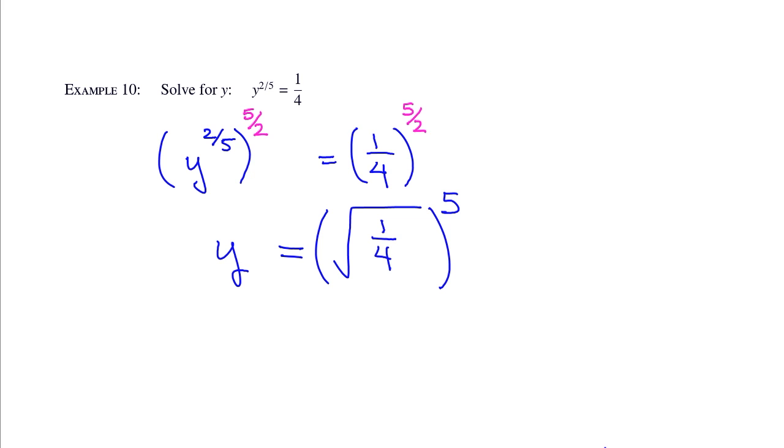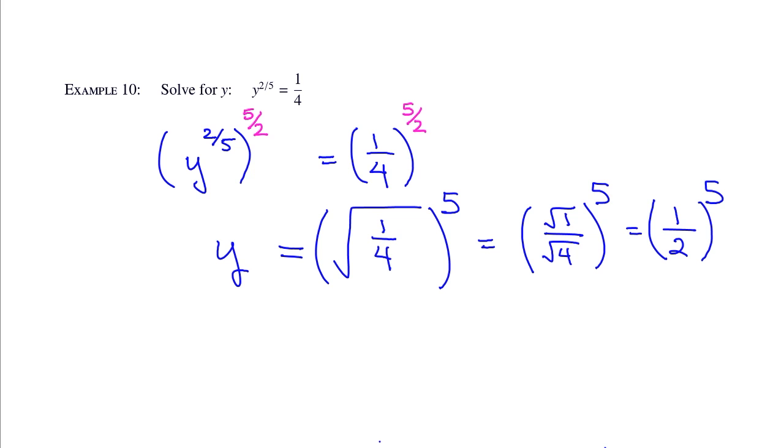When you take the square root of a fraction, you take the square root of the numerator and the square root of the denominator. The square root of 1 is 1, the square root of 4 is 2, and then we raise that to the 5th power. And then when you raise a fraction to a power, you split that power up among both the numerator and denominator. So we get 1 to the 5th is 1, and 2 to the 5th is 32.